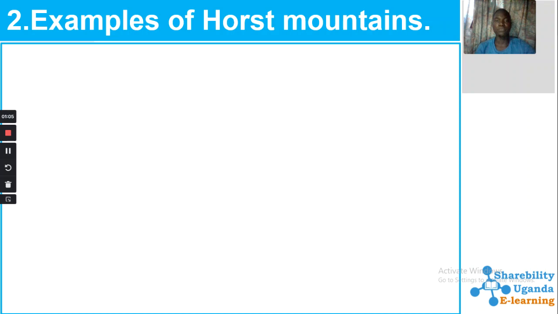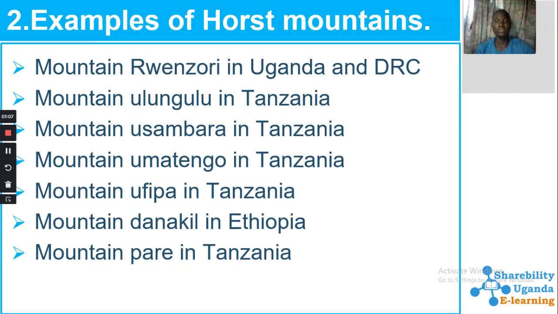So examples of block mountains, horst mountains, you have Mountain Rwenzori in Uganda and DRC. Why are we saying in Uganda and DRC? It's because it shares a border that separates Uganda from the Democratic Republic of Congo. So that's why you say Mountain Rwenzori in Uganda and DRC. Part is in Uganda, part is in DRC Congo.